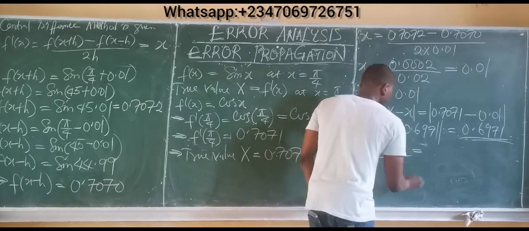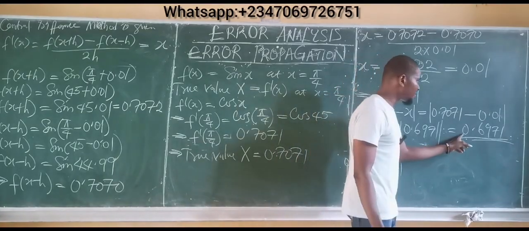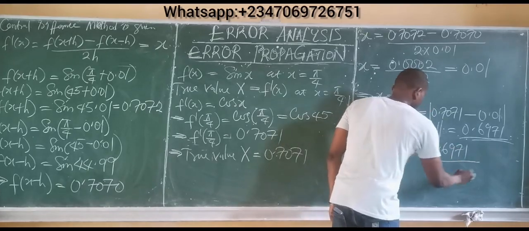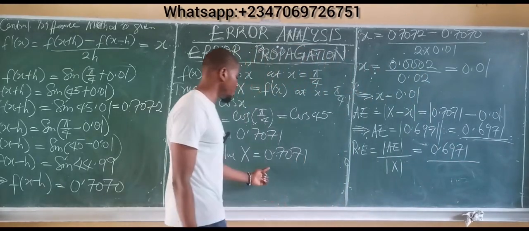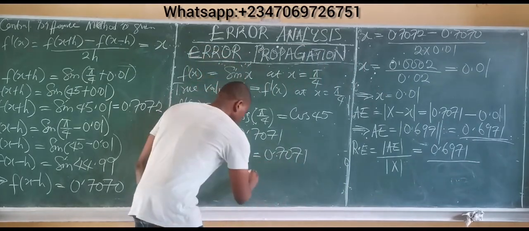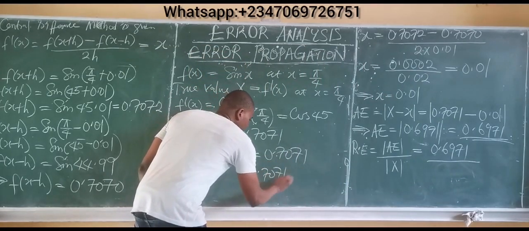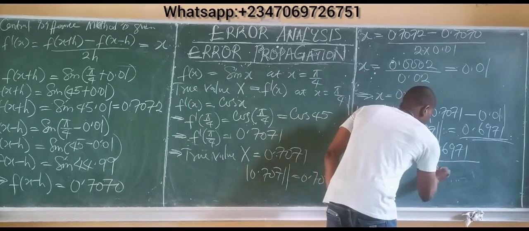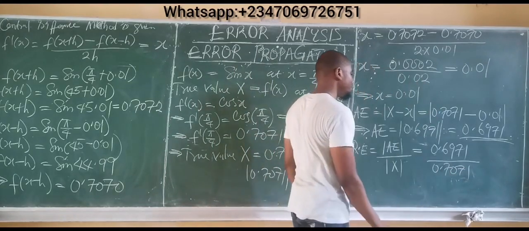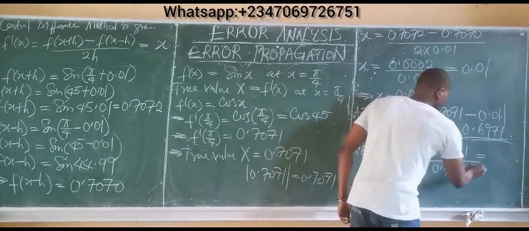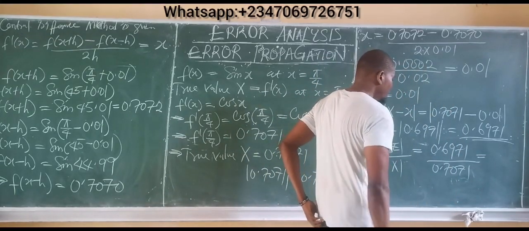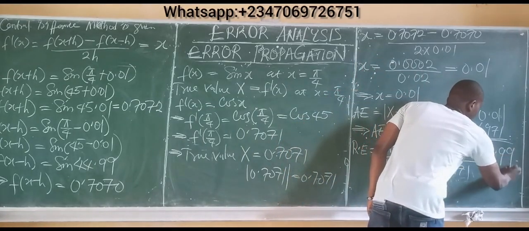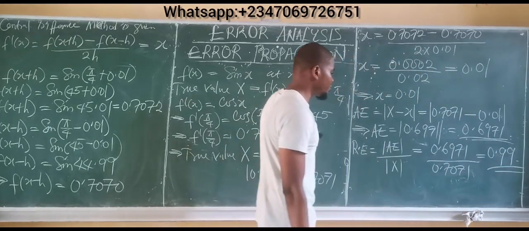So this is going to be equal to the modulus of the absolute error, which gave us 0.6971, all over the modulus of the true value. The true value itself is 0.7071. If you take the modulus of 0.7071, you still have 0.7071. So let's find this division: 0.6971 divided by 0.7071 gives us approximately 0.99. Okay, so this becomes our relative error.